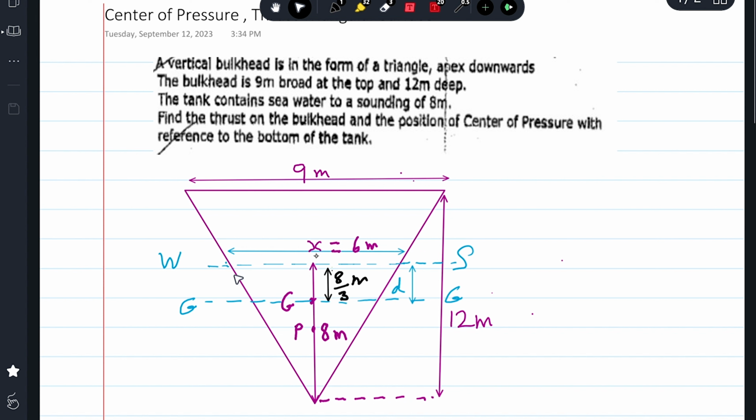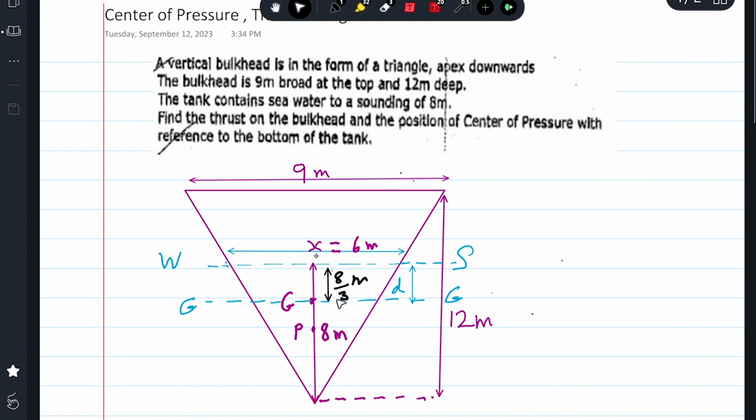WS is marking the water surface, and from WS to the bottom of the tank is the sounding, 8 meters. G is the centroid of the triangular portion which is below the water level, and GG is the axis passing through the centroid of the portion which is below water level.